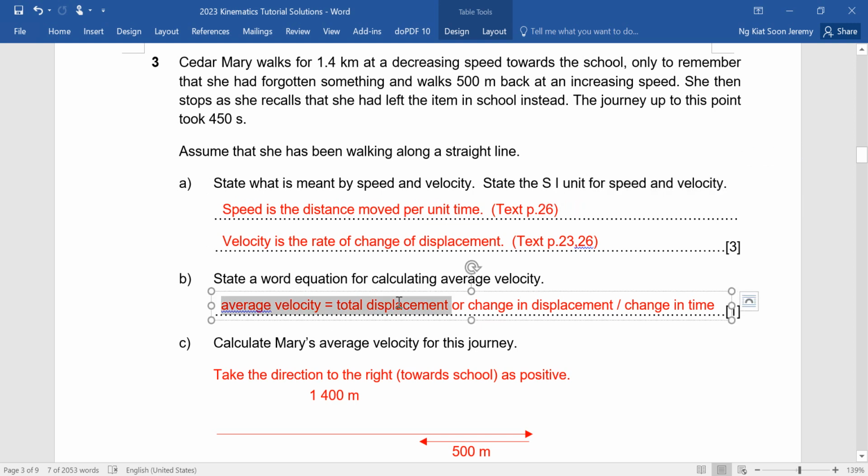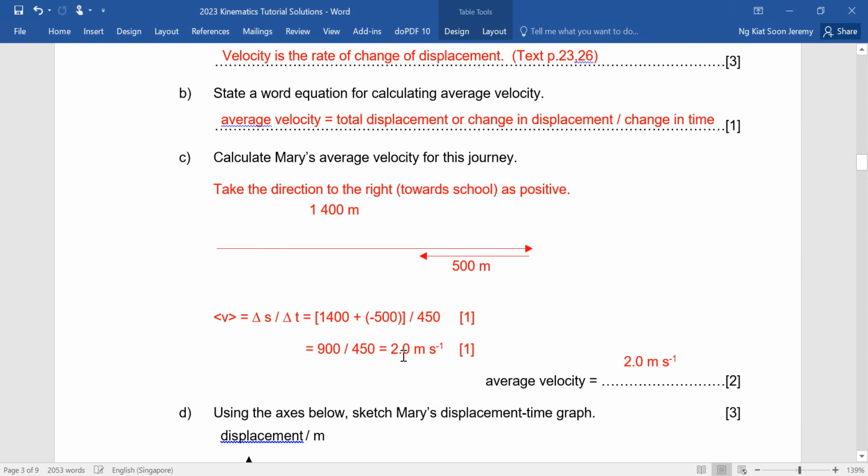Average velocity will take total displacement over change in time, or change in displacement over change in time. We move on to calculate average velocity for this journey. Here we're going to need to know how to deal with vectors. For vectors in general, whether it's displacement, velocity, or acceleration, we always have a conventional positive direction, and this conventional positive direction we normally take to be where the object initially is moving.